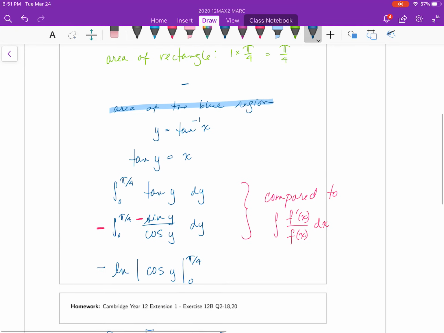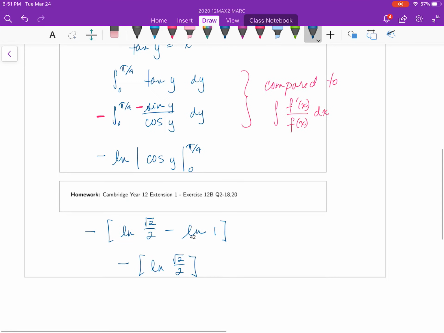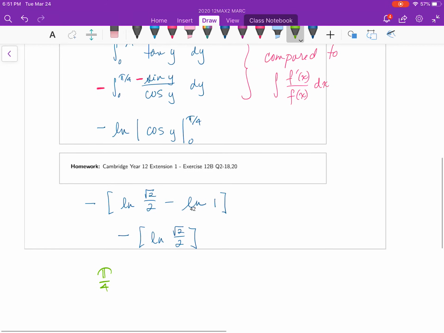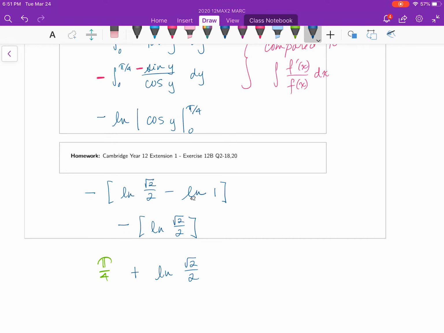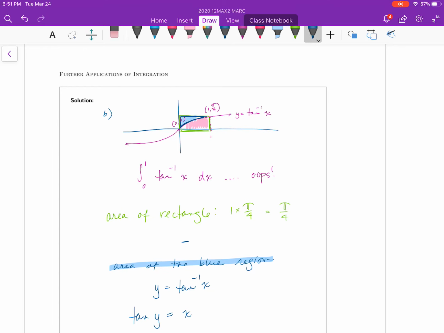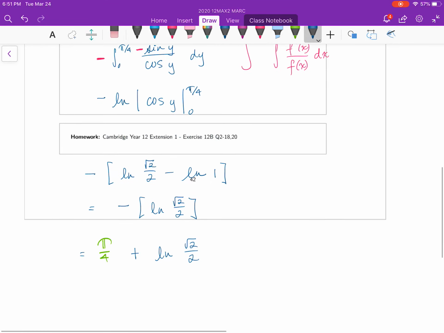Which really, when I think about what I've got, the area of the rectangle, which was pi on 4, minus, I'm laughing because I've made a mistake in my notes, minus a negative is actually plus ln of root 2 on 2. And therefore, that's your area of the pink region, which we were meant to be finding in the end.